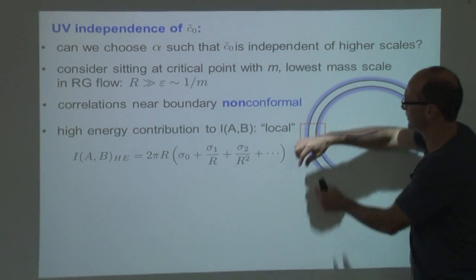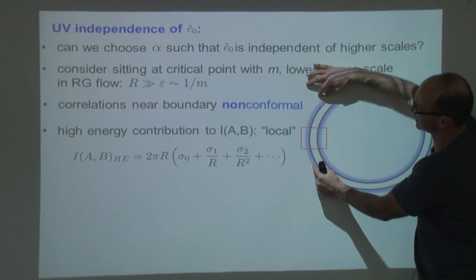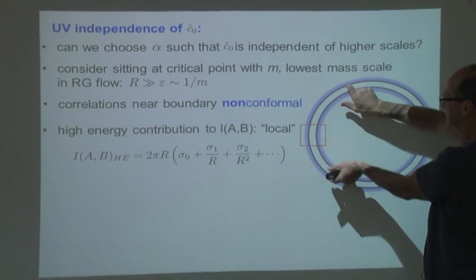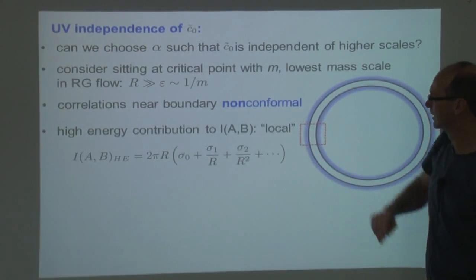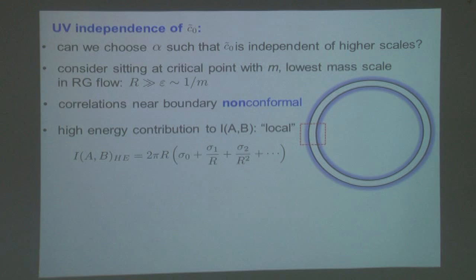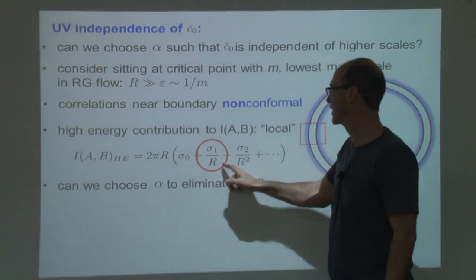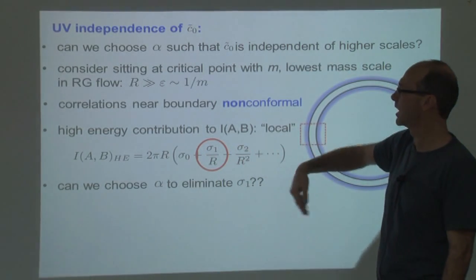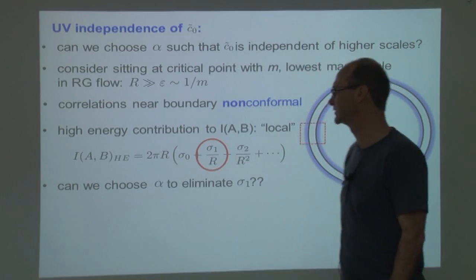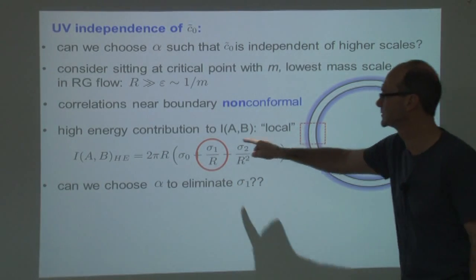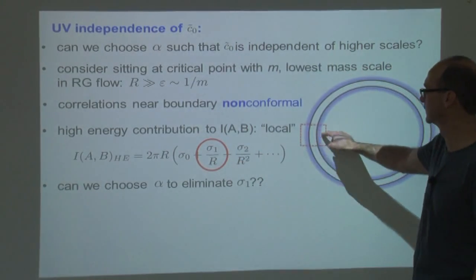So sigma naught would be the answer that I get for a straight strip. This is the first correction because of the curvature, the second correction because of some other curvature. And so there's an expansion like that. I can look at that formula and I can see the problem. This is a contribution coming from the higher scale, and that's going to create a constant term in the mutual information. So the question is, can I choose the alpha to eliminate this particular contribution?